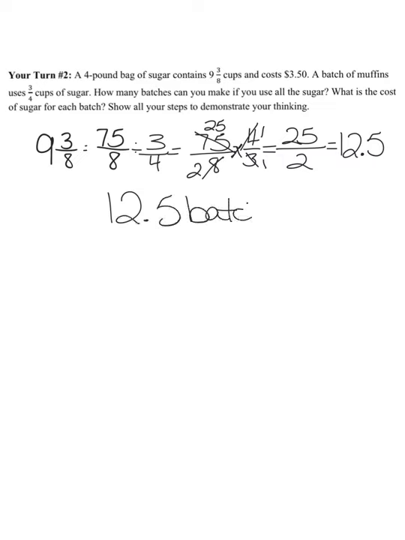Now we're not completely done here because we still have a second question to answer. We know that we can make 12.5 batches out of that whole bag of sugar. And the bag of sugar costs $3.50. So we want to know the cost per batch. So to find that, we're going to take cost, which is $3.50, per implies division, so we're going to divide that by the number of batches, which is 12.5. That's what we just found.